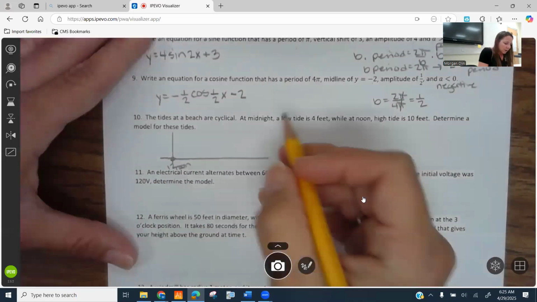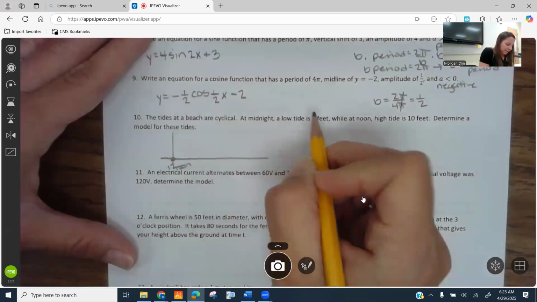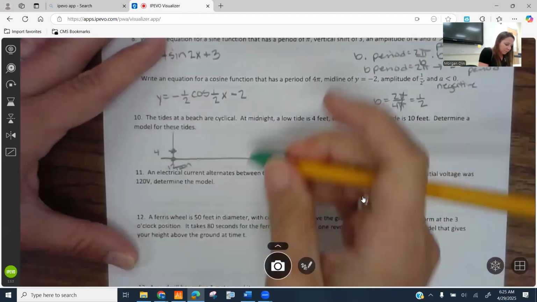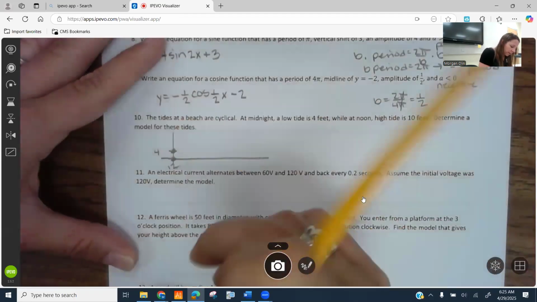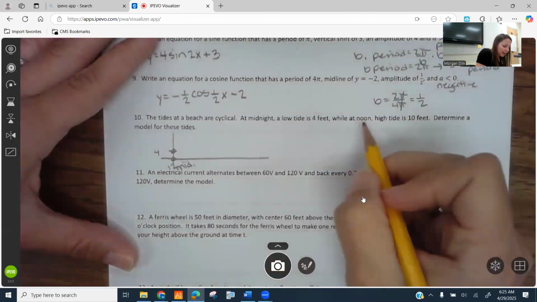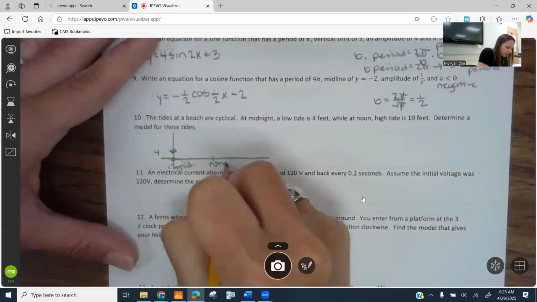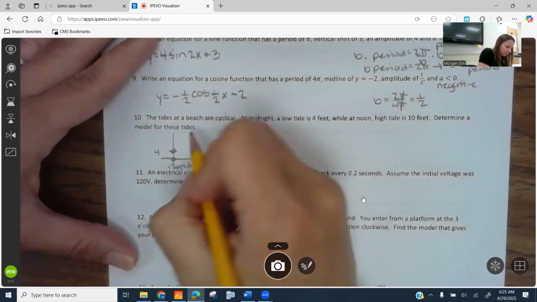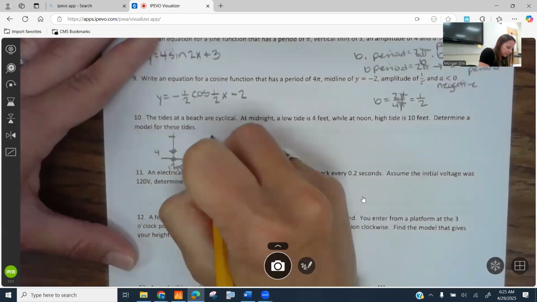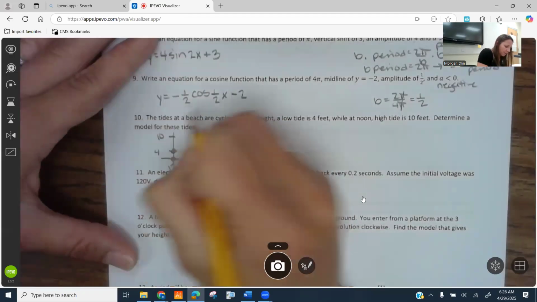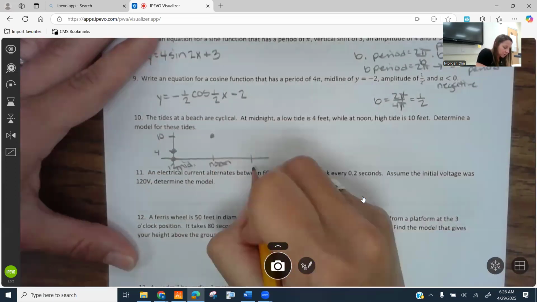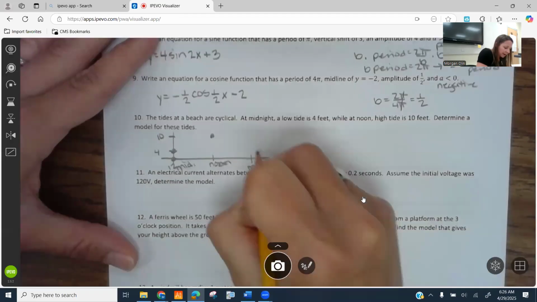A low tide is at 4 feet at, whoops, not noon, sorry, midnight, 12 midnight. That's when the day starts. Then at noon, which is 12 hours later, it's at a high tide of 10 feet. But then if this is 12 hours later, back at midnight I'm going to be back here at 4.